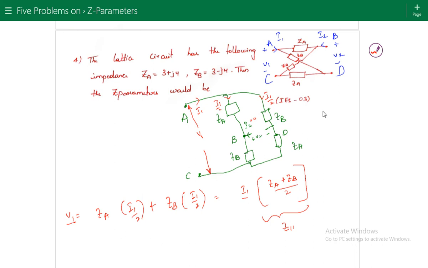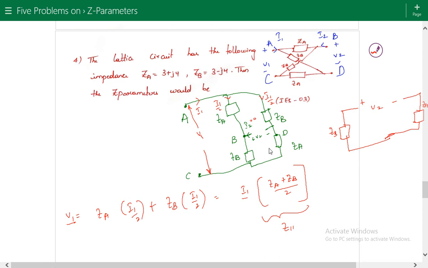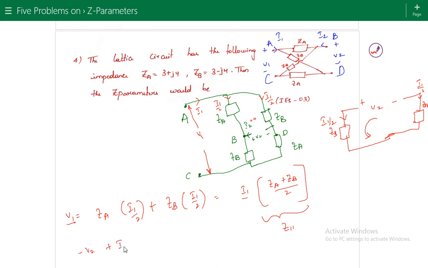Similarly, what can we write in this loop? See here, this is plus minus V2, ZB, and this is ZA. What is the current flowing here? I1 by 2, here also I1 by 2. So just apply KVL in this loop. What will be written? Minus V2 plus I1 by 2 into ZB plus ZA into minus I1 by 2.